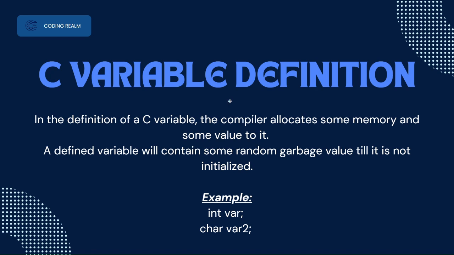Now, the C variable definition. In the definition of a C variable, the compiler allocates some memory and some value to it. A defined variable will contain some random garbage value until it is initialized. We have an example. int var. The int is the data type. Var is the variable name. Another example, char var2. Char is a data type and var2 is a variable name.